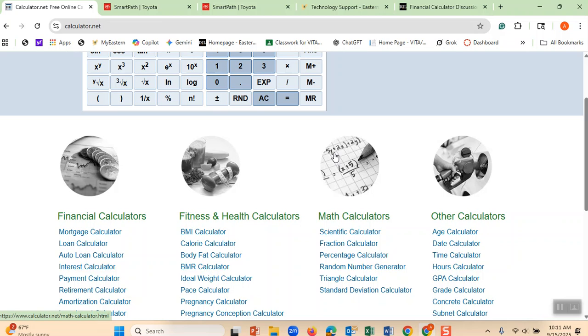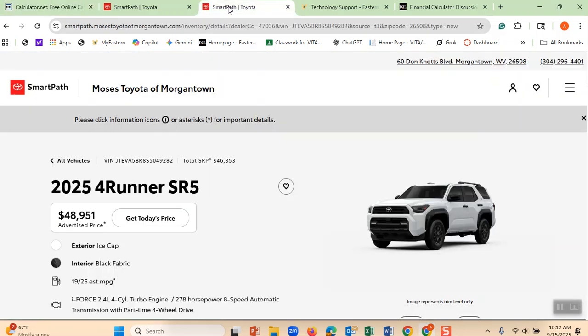One of them is the auto loan calculator. And this is what I want you to do. I'll show you the assignment, and it is in the discussion post. Imagine that you wanted to buy a Toyota. Here is the Toyota I found in Morgantown, and the price is $48,951. I want to see how the financing for this car would look if I only have $2,000 of down payment and how much I have to pay.